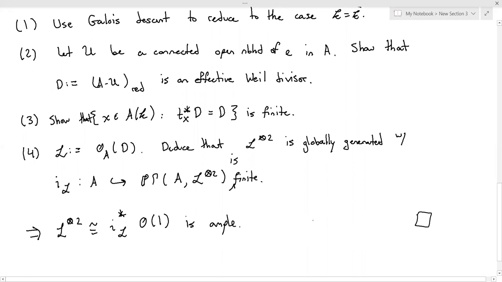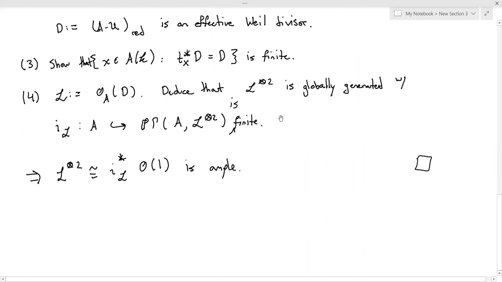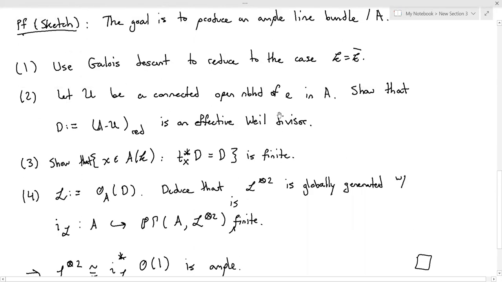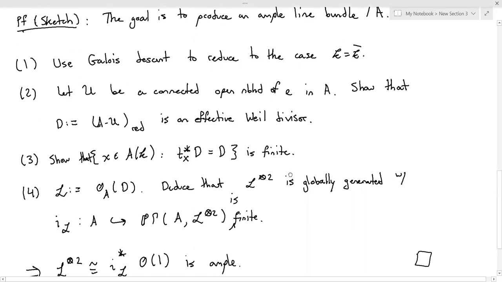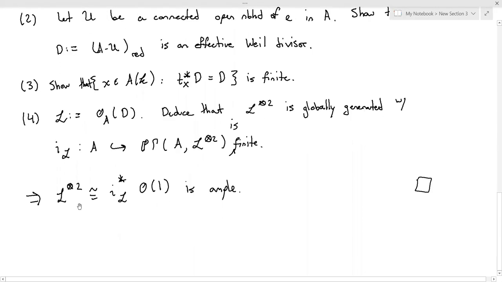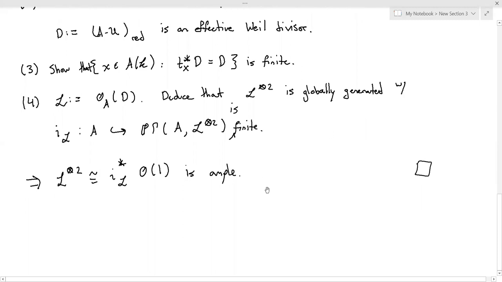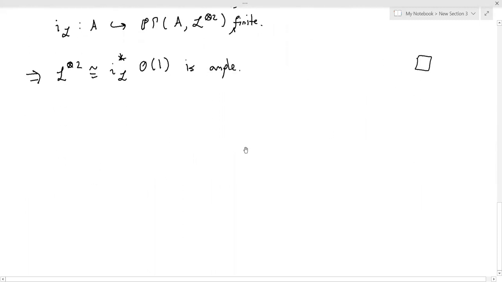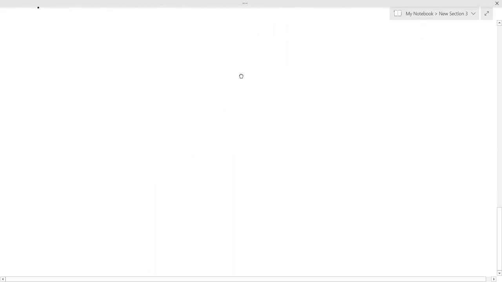Okay. And I guess, if you're not familiar with the final step from this, once you have an ample line bundle, you can take some tensor power of it. It will be very ample, and that will define for you a projective embedding. So that gives you the result. Okay. Any questions so far?